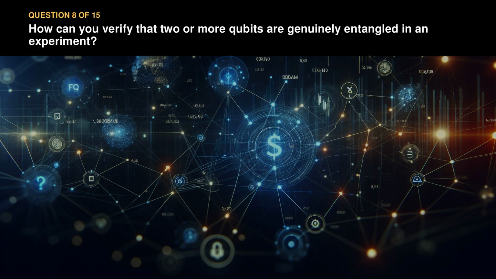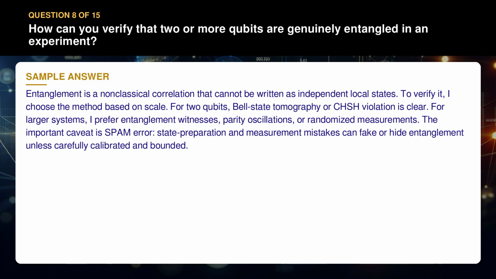Question 8. How can you verify that 2 or more qubits are genuinely entangled in an experiment? Entanglement is a non-classical correlation that cannot be written as independent local states. To verify it, I choose the method based on scale. For 2 qubits, Bell state tomography or CHSH violation is clear. For larger systems, I prefer entanglement witnesses, parity oscillations, or randomized measurements.